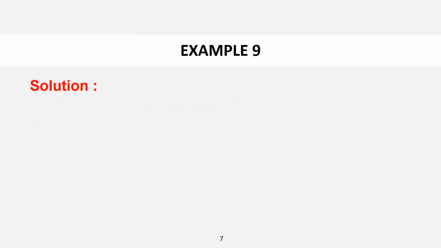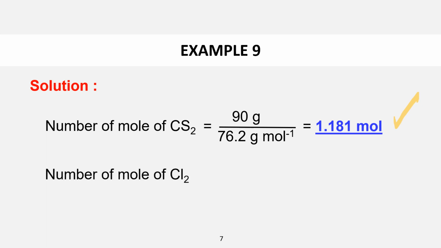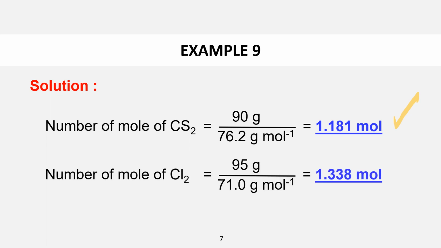To answer this question, first we need to determine the number of moles of each substance. The number of moles of CS2 equals 1.181 mole, while the number of moles of Cl2 equals 1.338 mole.